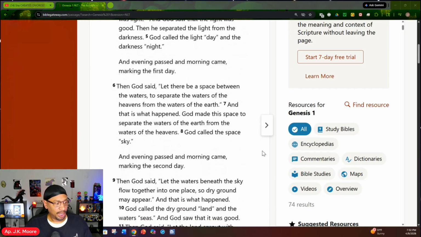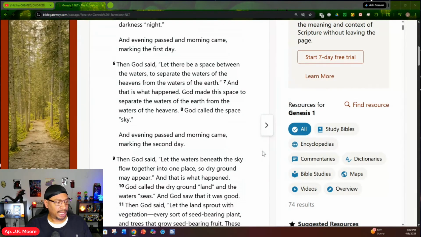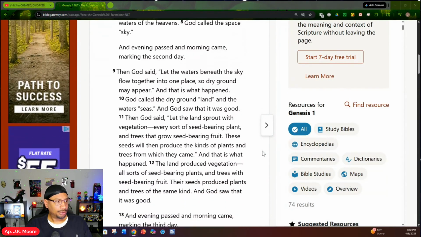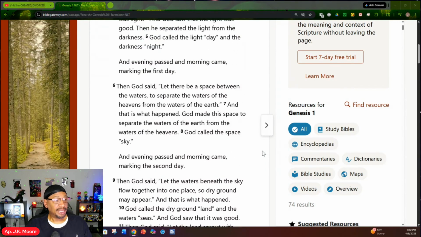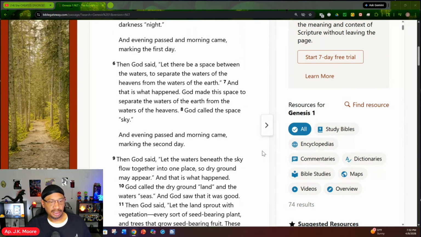Okay, so let's scoot on down here. I think we're looking at verse number, what was it, 6? Yes. Okay, so still in Genesis chapter 1, scoot down to verse number 6. And it reads, then God said, let there be a space between the waters to separate the waters of the heavens from the waters of the earth. And this is what happened.